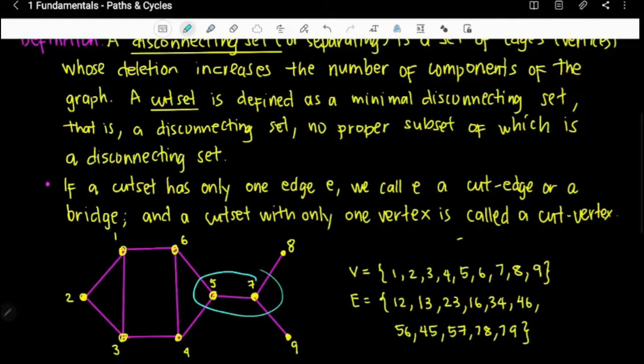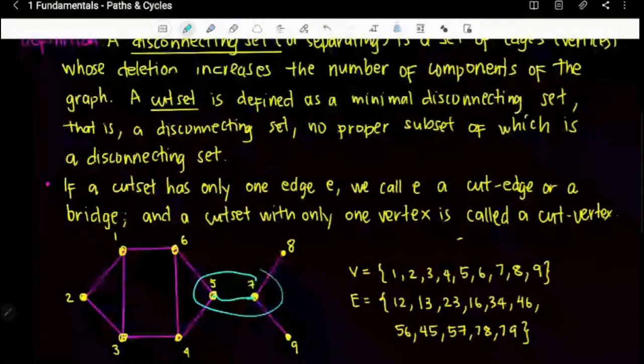Kasi when you delete 5-7, right away, madi-disconnect yung graph mo. So that means that's a bridge. So that's what we mean by a bridge. Para siyang tulay. Literally tulay na nagko-connect ng dalawang disconnected subgraph.